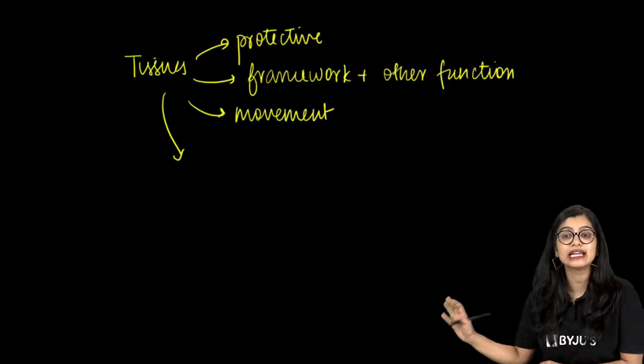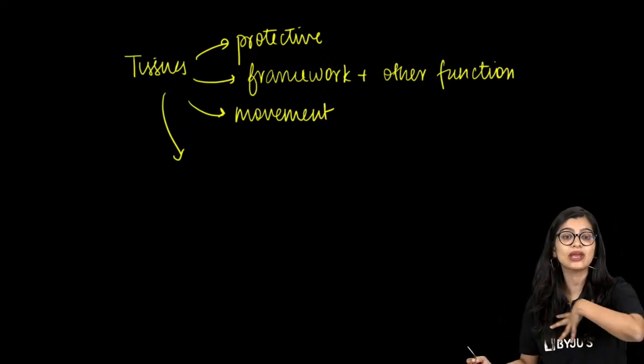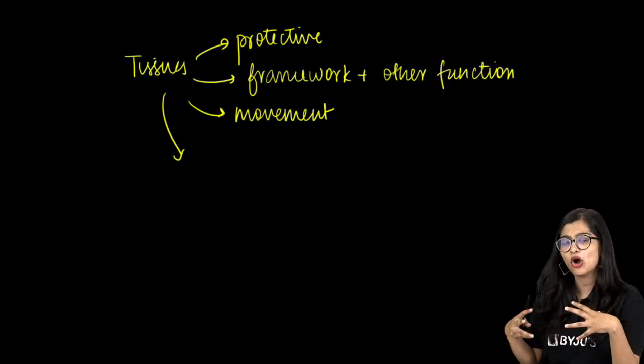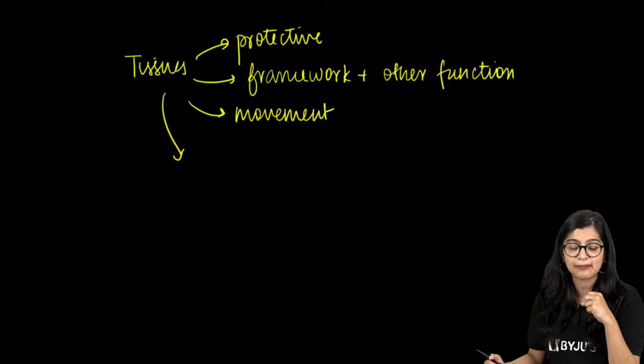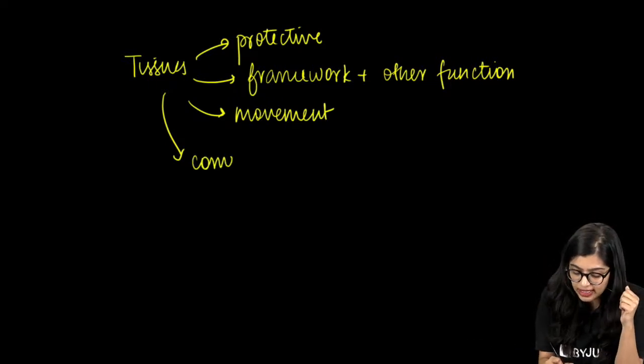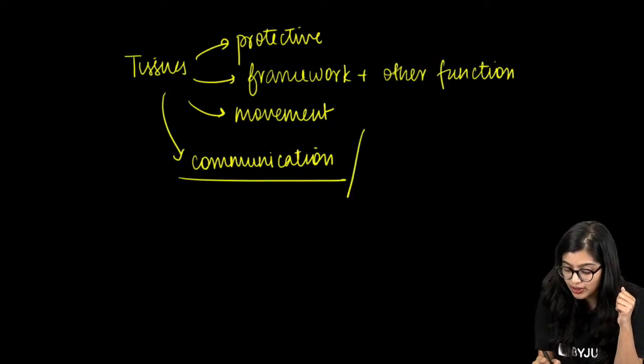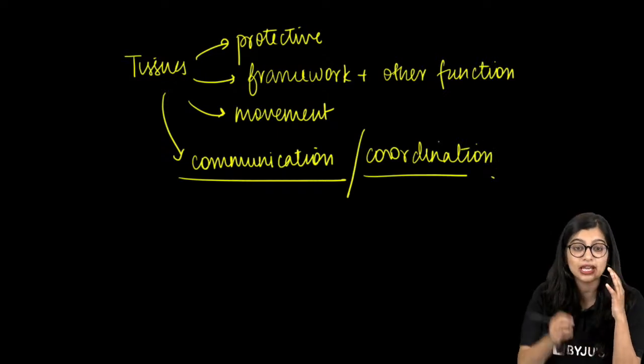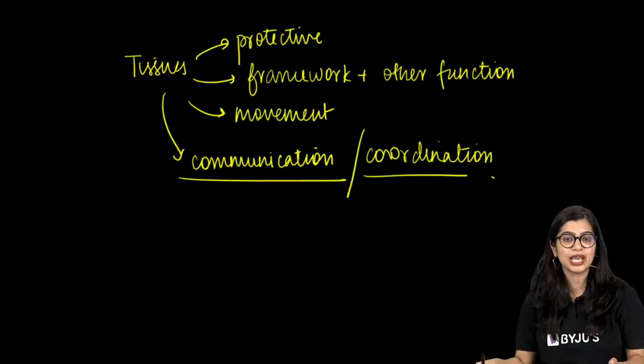Then last but not the least, right? Just like how we are all able to communicate with each other, you understand that within our body also there's a lot of communication that's happening, right? So we also see that there are certain tissues which are specialized for communication, or I will write here as coordination, right? So this is what we understand as that, okay?